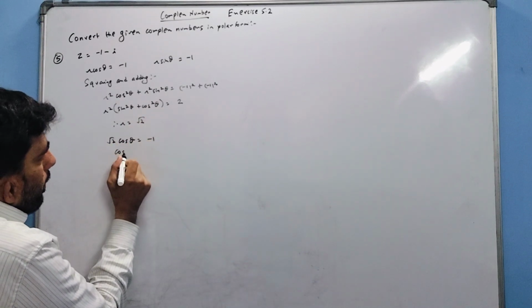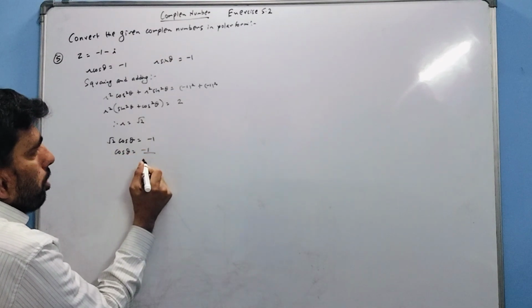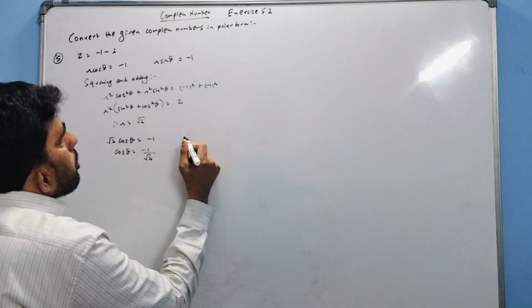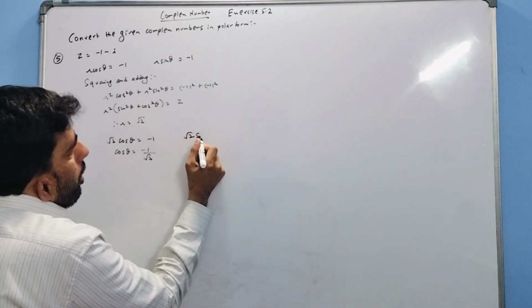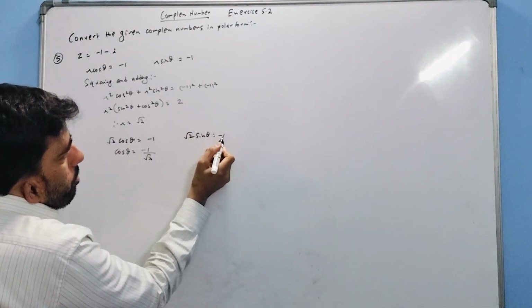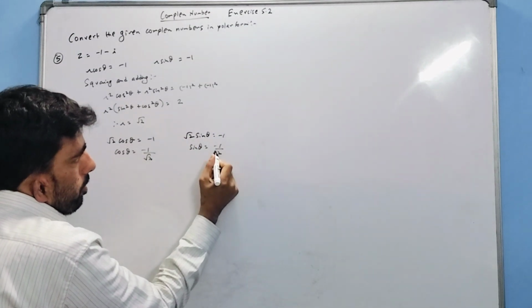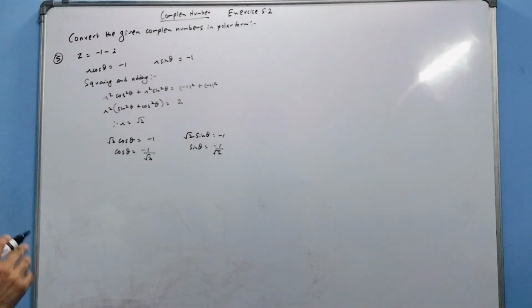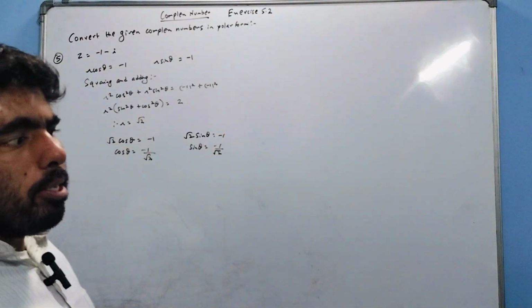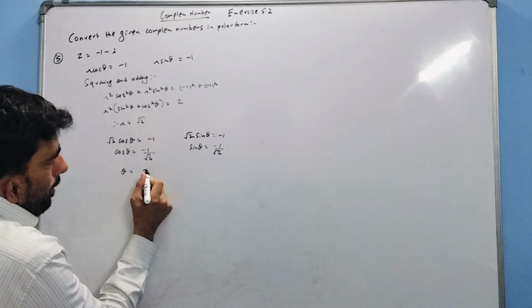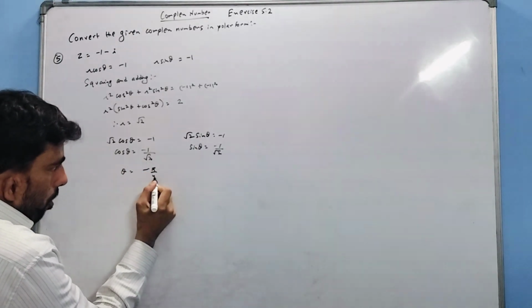Here we know that cos theta is minus 1 upon root 2, and also for sin theta we have minus 1 upon root 2. So we can see here that both are negative, so they will be in the fourth quadrant. So theta will be minus pi upon 4.